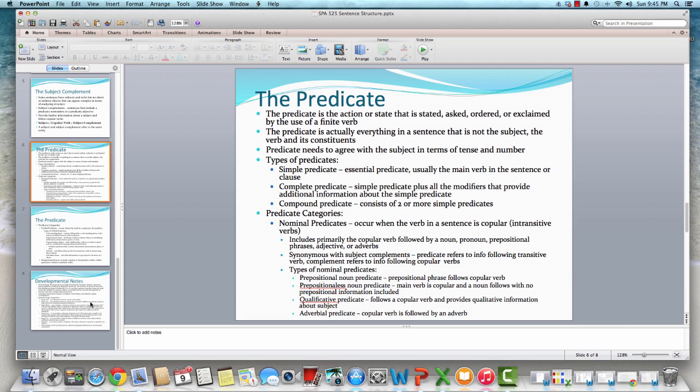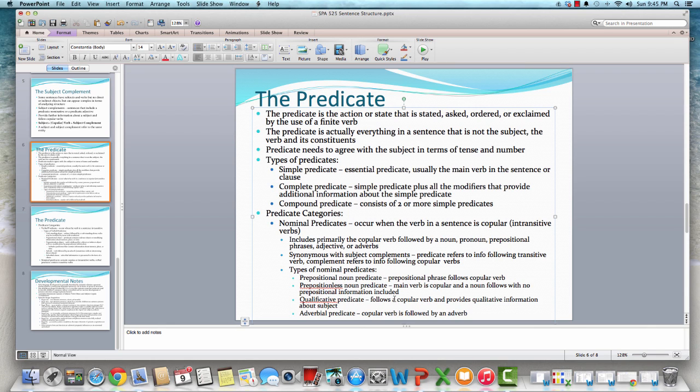Those are not your black gloves. The bananas are in the basket. Where is the preposition? Okay. The bananas are in the basket. Where are the bananas? In the basket. The prepositionless noun predicate is where the main verb is copular and a noun follows with no prepositional information included. Those are not your black gloves.